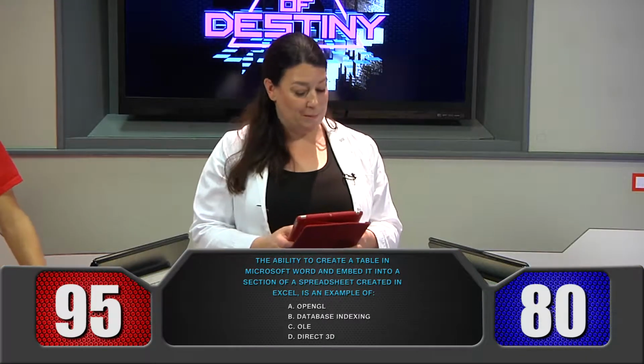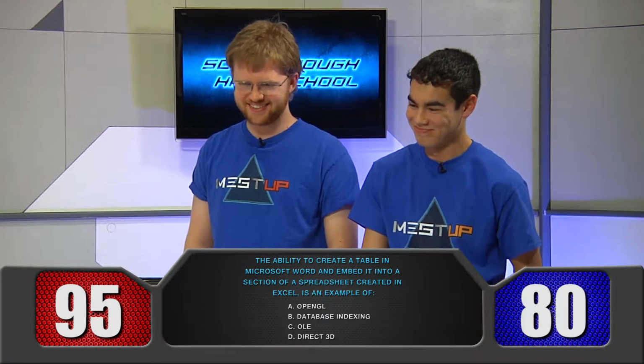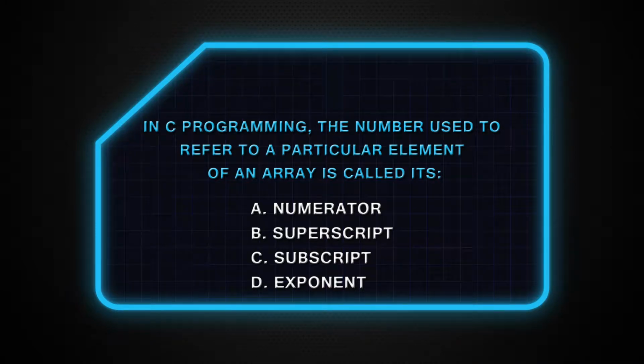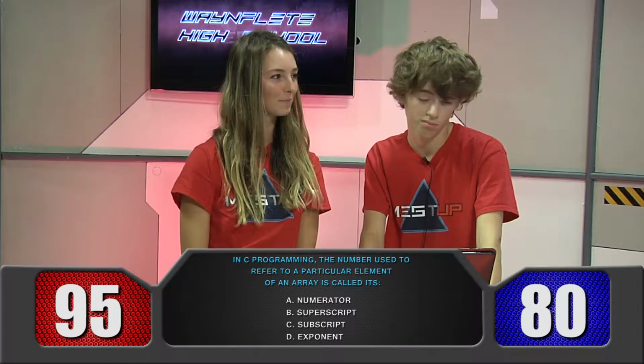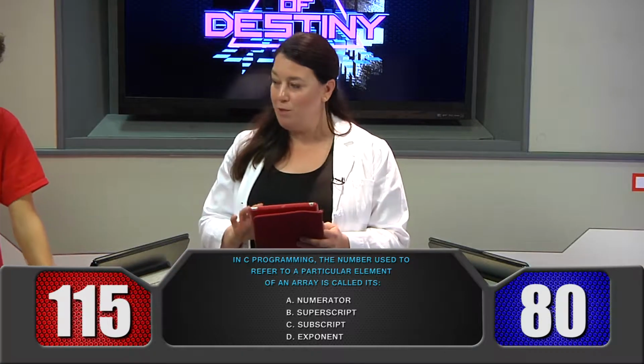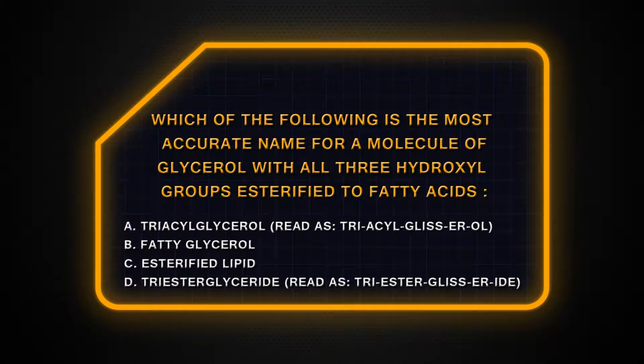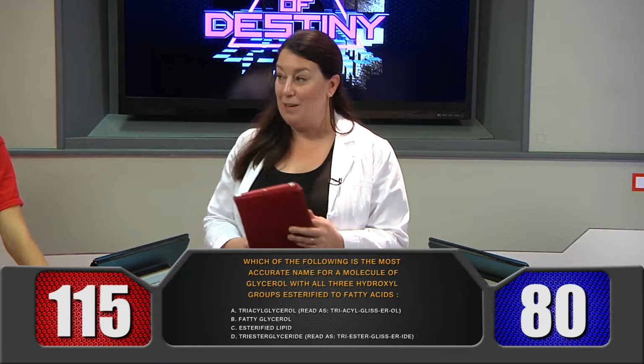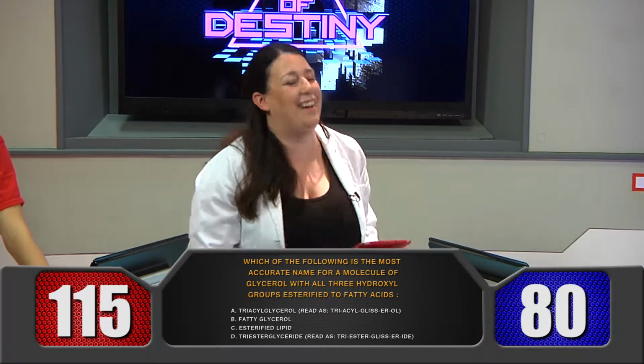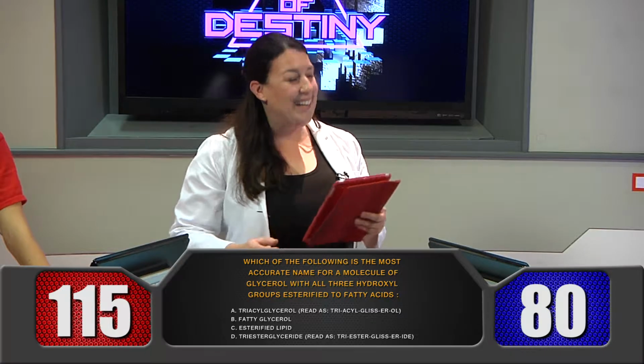Blue team, your choice. Technology for 20. In C programming, the number used to refer to a particular element of an array is called its red team. C. Subscript. Correct. Red team, we're back to you. Your choice. Science for 20. Which of the following is the most accurate name for a molecule of glycerol with all 3 hydroxyl groups esterified to fatty acids? Blue team. A? My gosh. Yes, you are correct.